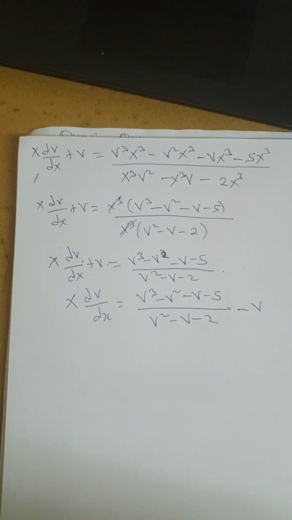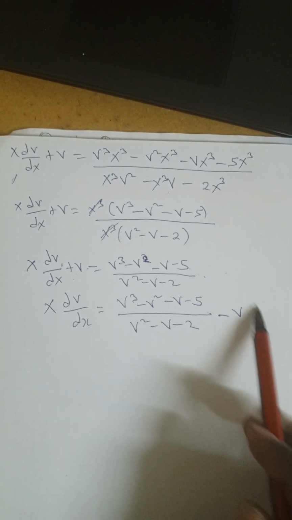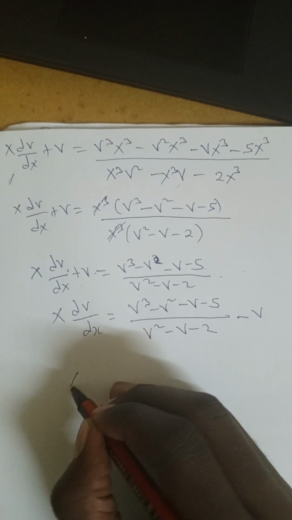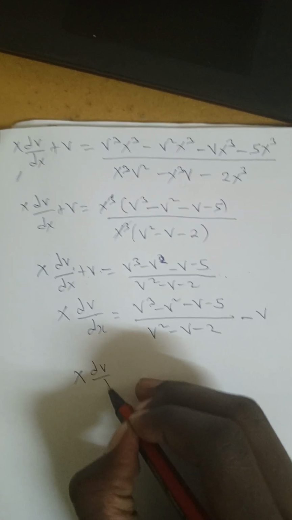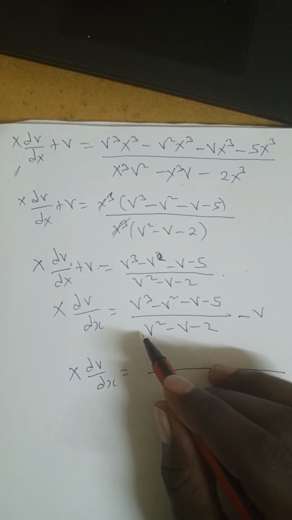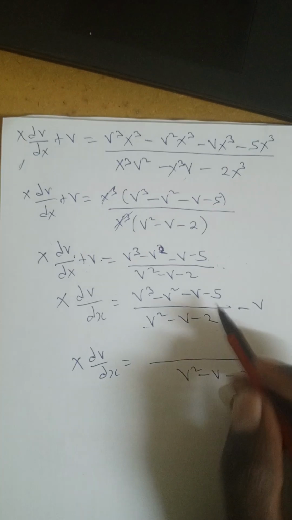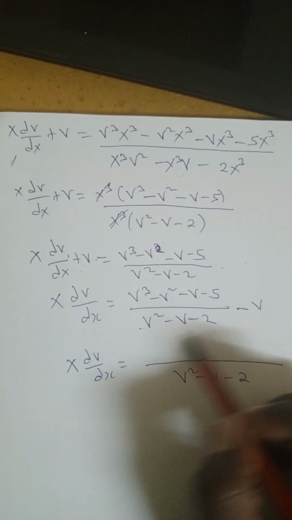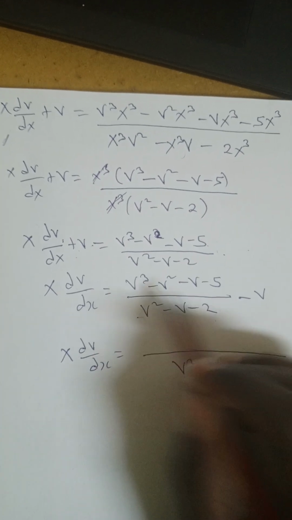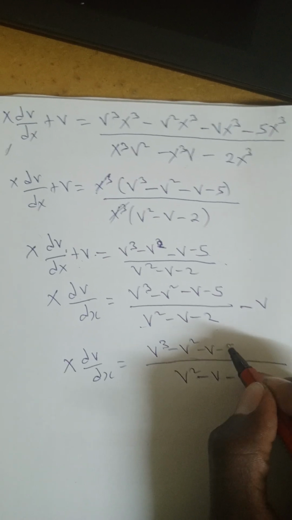So now from here, the next step is we need to simplify what we have here. The left side is going to remain the same, dv over dx. For this one, I'm going to make it all over the same denominator, which is v squared minus v minus 2. So v squared minus v minus 2 divided by itself is 1, multiplied by that whole thing on top, we're going to get v cubed minus v squared minus v minus 5.